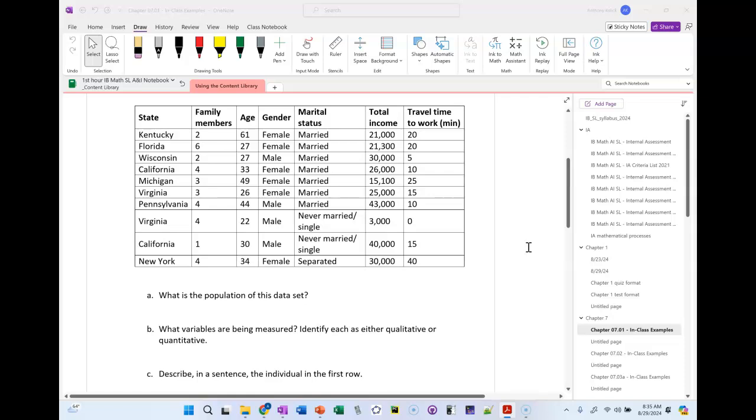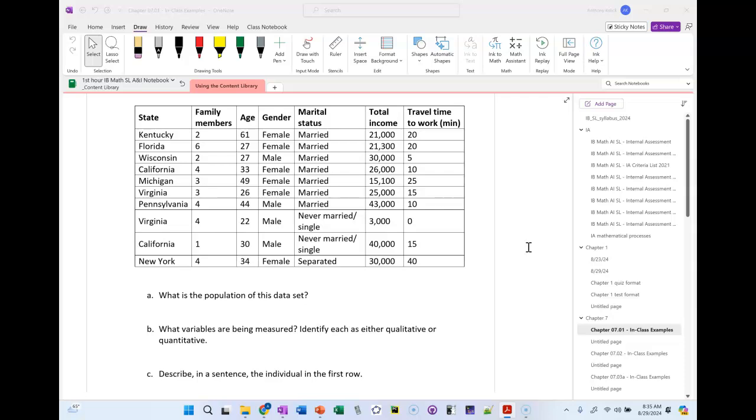So what variables are being measured? And then are those variables qualitative or quantitative? Who can give me a variable? Gender. Is that qualitative or quantitative? Qualitative. Very good, because it's not numeric. What's another? Income. Qualitative or quantitative? Is quantitative a number? Yes. That one. Good. Anyone else? Marital status. Qualitative or quantitative?